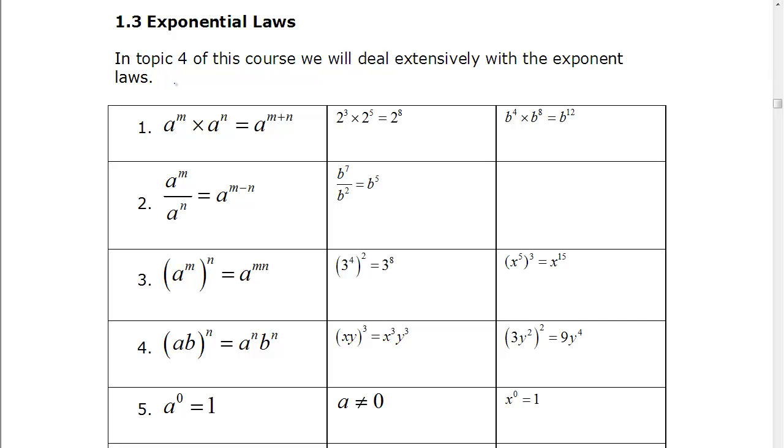In this video, we're going to go through the exponential laws, so rules for dealing with exponents. In topic 4 of this course, a while from now, we're going to deal a lot with exponents. So right now, we're just going to briefly look at the 6 rules, but focus on 2 that are really important early in the course, and then we'll look at them all again in more detail later. You've probably seen these rules before, so it's probably just review, but if it's not, we have them all listed here for you.